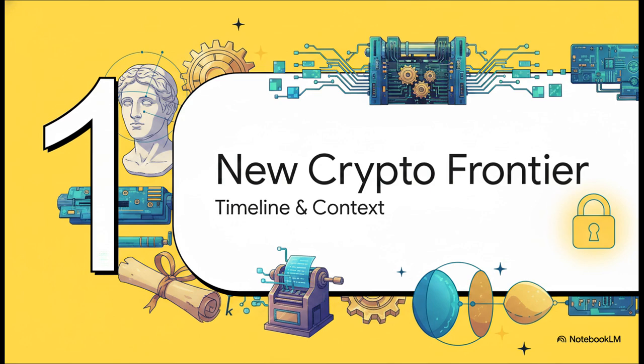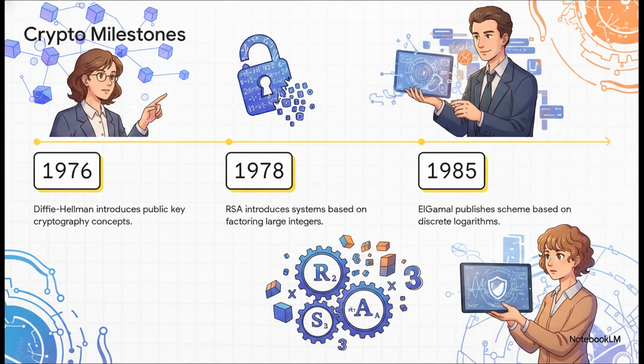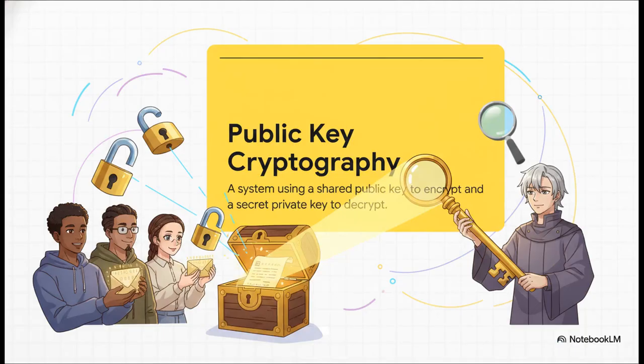Part 1. A new cryptographic frontier. To really appreciate ElGamal's breakthrough, we've got to look at exactly where it dropped into the timeline of early crypto history. Before 1985, two major milestones pretty much set the stage. Back in 1976, Diffie and Hellman introduced the very concept of public key cryptography. Then, shortly after, in 1978, the RSA system was born, which relied entirely on the difficulty of factoring massive integers. But in 1985, ElGamal stepped up and brought a completely new mathematical engine to the table to secure our digital communication.